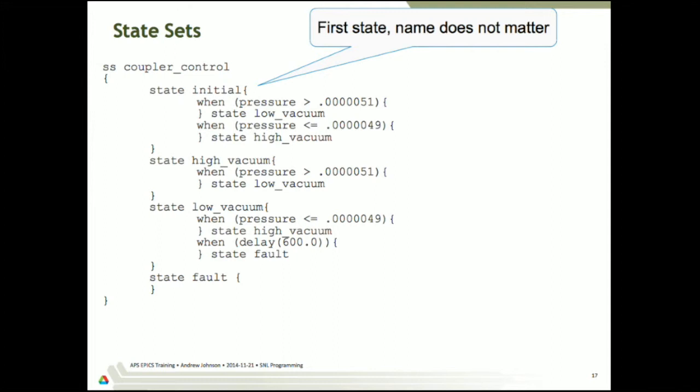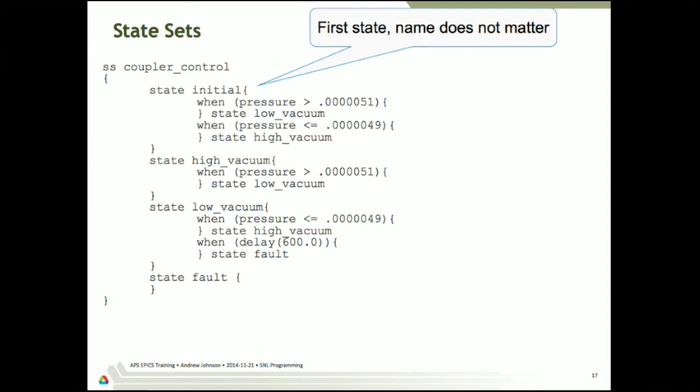Here we've omitted the action statements, but we've got all the state transitions for this particular state transition diagram. We have an initial state, and depending upon whether the pressure is less than or greater than those particular values, we'll transition to the low vacuum or the high vacuum state. And then we can switch between the high vacuum and the low vacuum state as the pressure modifies over time.